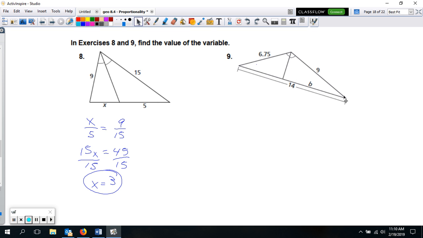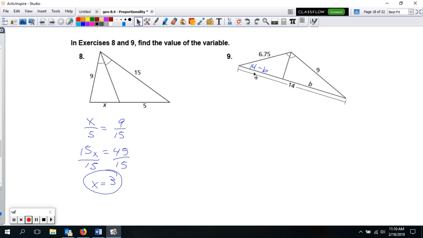Here are two parts. b is on one side of this, but it doesn't say what's on the other side like it did here, like it said x and then 5. If that's the case, it does give us this whole side right here is 14. So what we need to do is say that this piece right here is 14 minus this piece here, which is b. 14 minus b is what this piece is here.